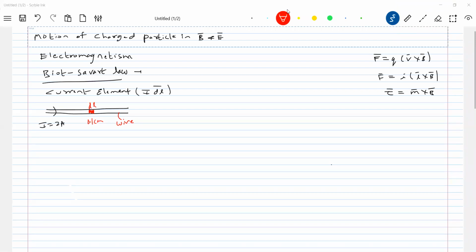Now first, the Biot-Savart law will tell us the field due to this particular current element. Then once we know that, as in electrostatics, if you know the field due to a point charge, definitely you can find out the field due to any other charged object. Similarly here, if you know the field due to a current element, you can find out the magnetic field due to any other current carrying element.